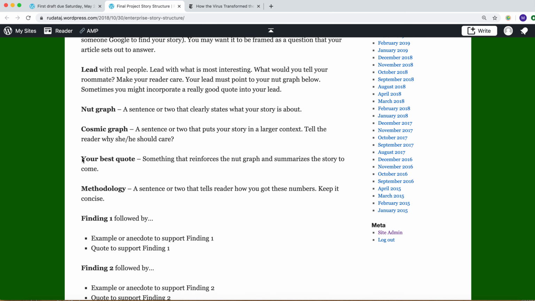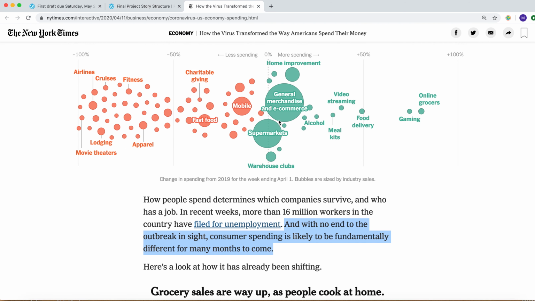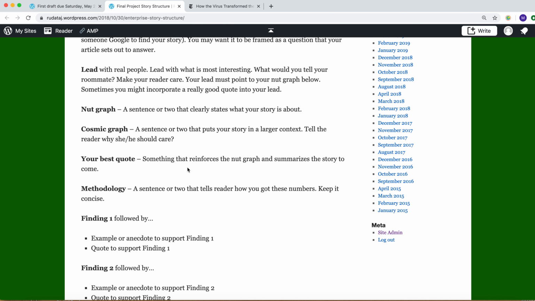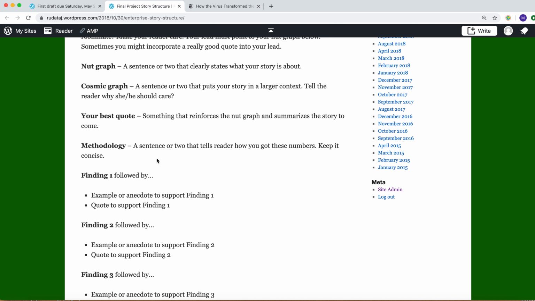Your best quote. This can go up high. All right, you can see their first quote is right here: "This is the sharpest decline in consumer spending we have ever seen." All right, so a nice quote that's up high that points to the rest of the story. Then a methodology, a sentence or two that shows how readers got their numbers.